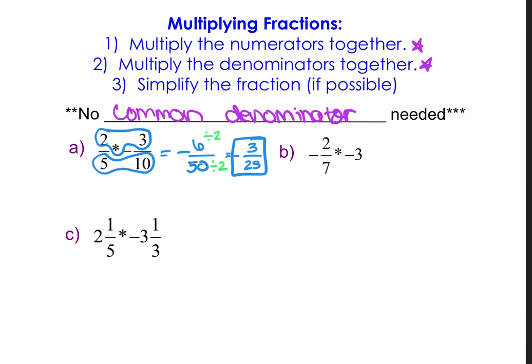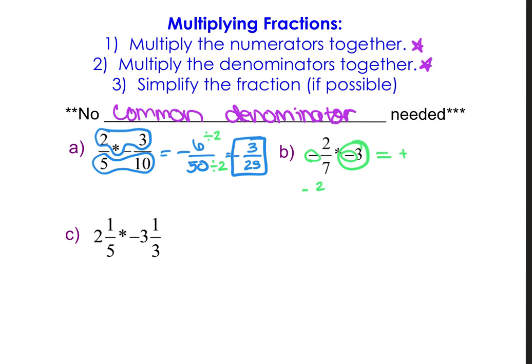Now let's take a look at part B. Here, first I notice that we have a negative times a negative, and when we have a negative times a negative, we know that our result is going to be positive. Just keep that in mind as we work. Then from here, you might be thinking, well, we don't have a fraction for this second number, but we can actually turn it into one.